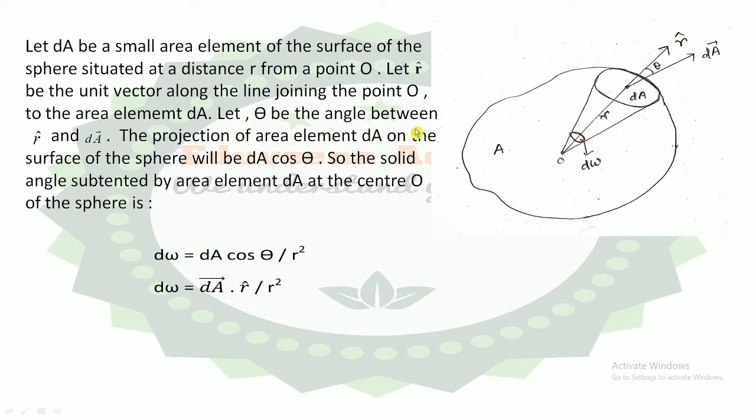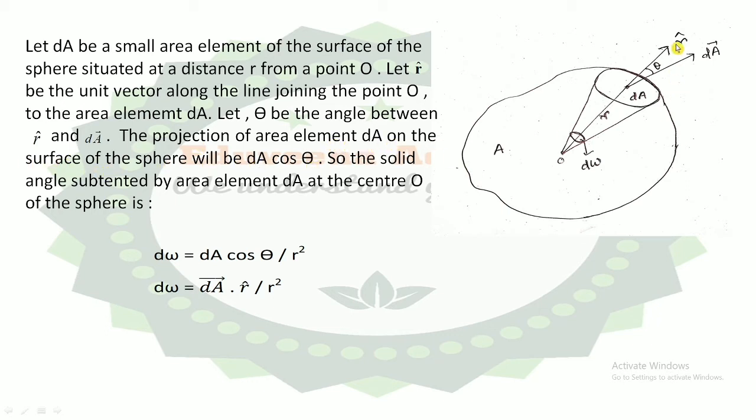Let theta be the angle between r cap and dA, where dA is the area vector of this element dA, and r cap is the unit vector along the direction of r. So dA and r cap have an angle between them, theta. What will be the projection of this dA on the surface of the sphere? The projection of the area element dA on the surface of the sphere will be dA cos theta.